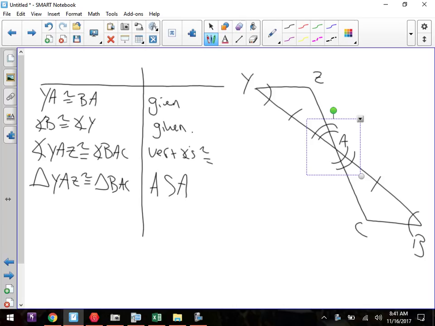So now that you have triangles that are congruent, that is when you're able to then say that the corresponding parts of them are congruent. So that's where we get our AZ is congruent to AC, because of corresponding parts of the triangles. Okay? That's where that stems from. You can't just jump to that until you have shown you've got the triangles themselves congruent.